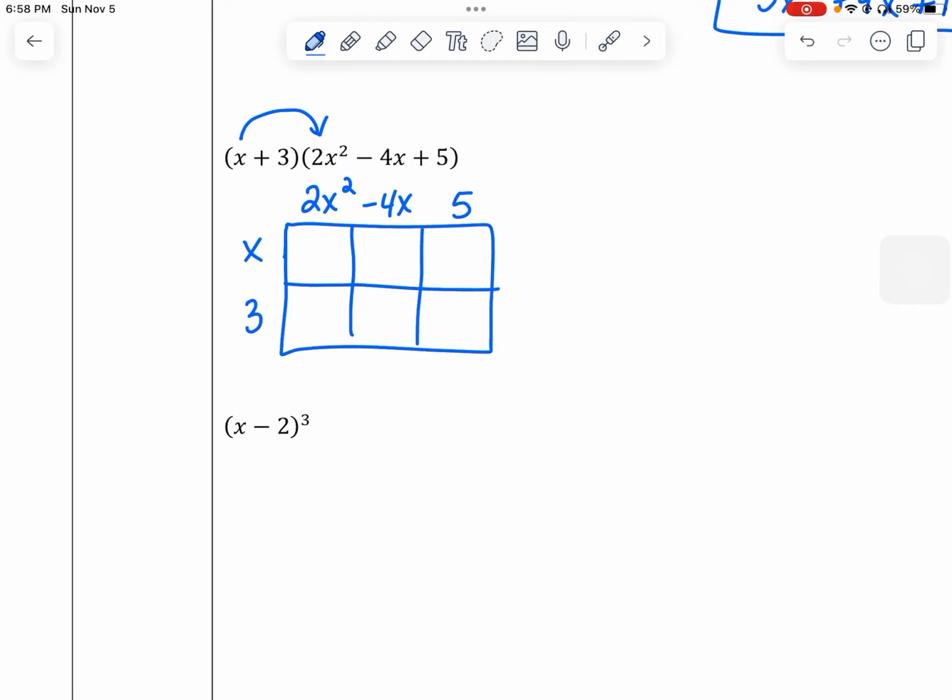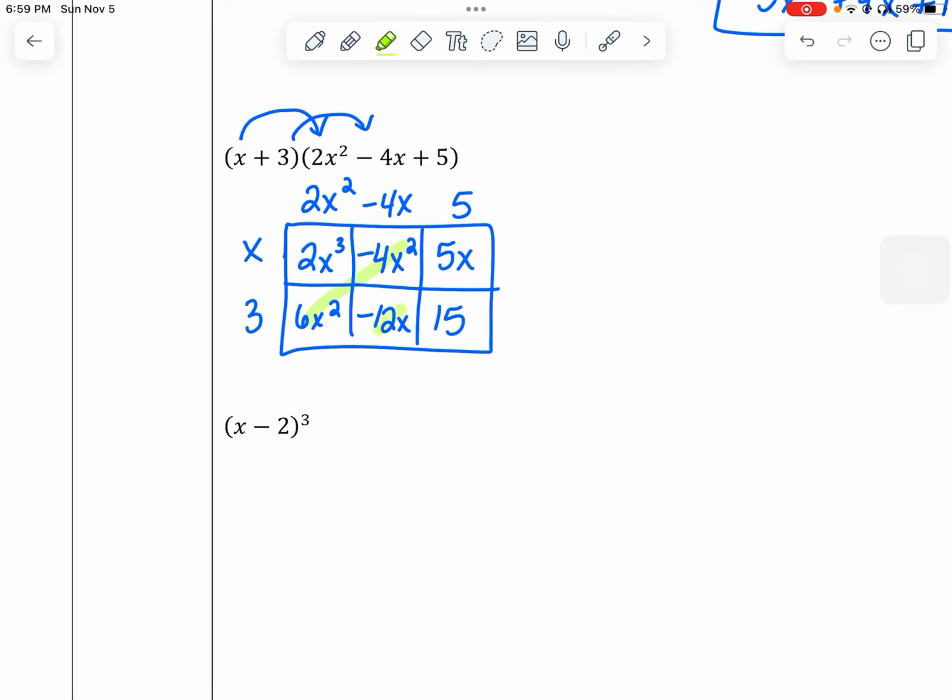Like x times 2x squared is my top row, distributing that x. So when we multiply x times 2x squared, we get 2x cubed. Multiply the coefficients, add the exponents. X times -4 is -4x squared. 5 times x, 5x. Now distribute the 3 to everything. So 3 times 2x squared would be 6x squared. 3 times -4 is -12x. 3 times 5 is 15.